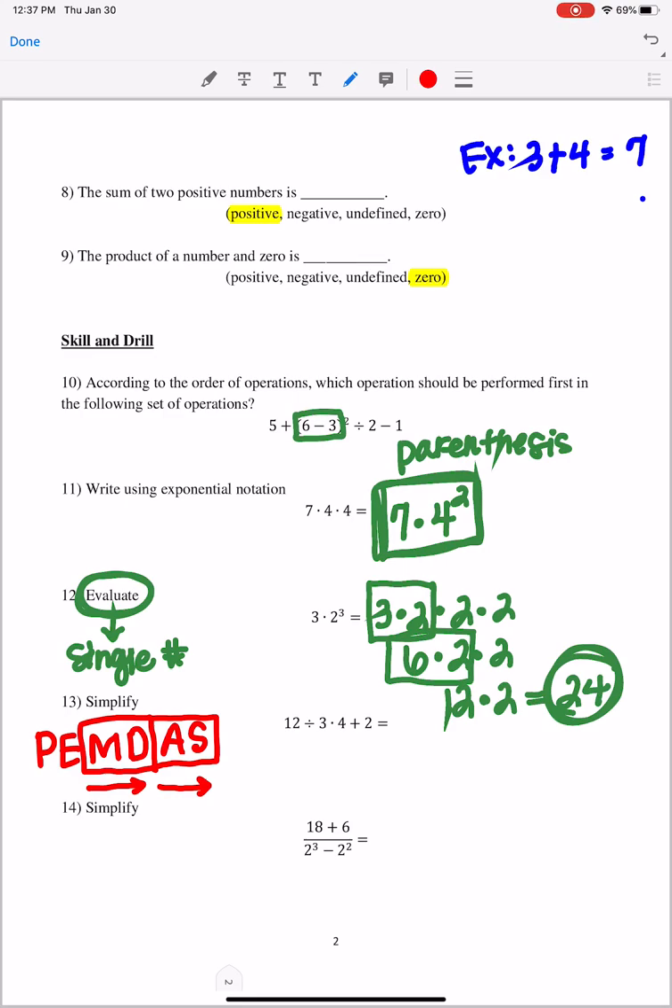So looking at 13, this problem here, I have no parentheses, so I can skip that step. I have no exponents, so I can skip that step. I do have some multiplication and division, and so this is where you'll get hung up, that if you think you have to multiply first, you'll start here. But the first thing that comes up is division, not multiplication, so we have to start right here. So 12 divided by 3 is 4. Bring down everything else we haven't used.